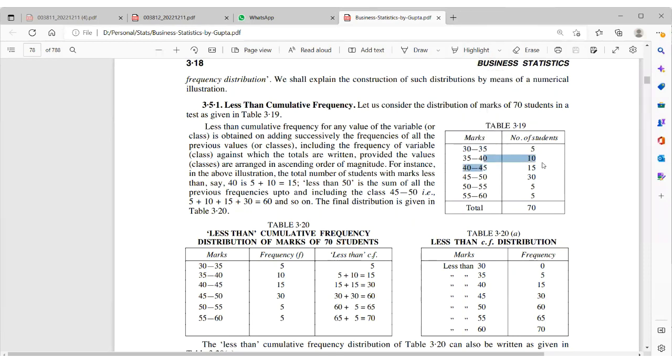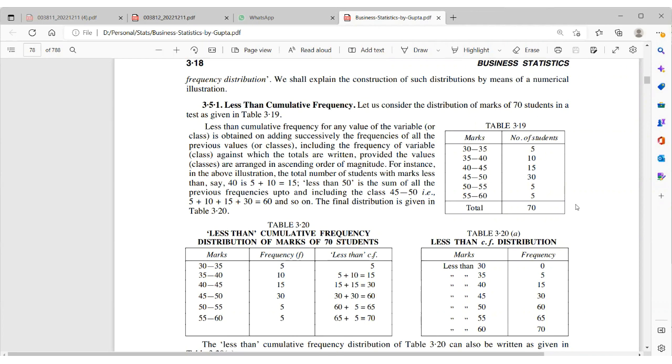Less than 40 is what? This 10 plus this 5, so it comes to 15. Similarly, less than 45, this 15 plus this 15, it comes to 30. Again, less than 50, this 30 plus this 30, 60. Less than 55, 60 plus this 5, 65. Again, 65 plus 5, 70. This is the less than frequency distribution. Is this clear? Yes, sir.